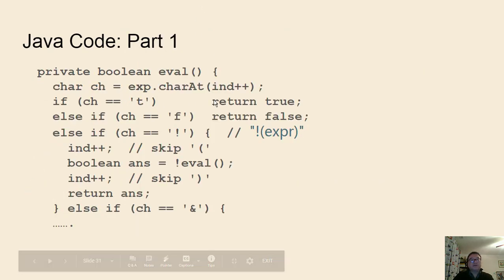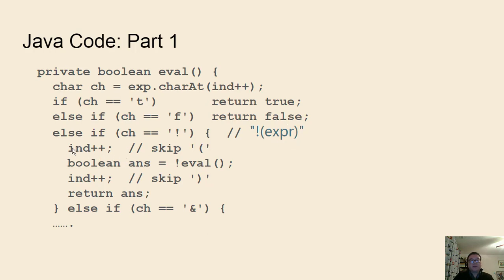If it's T, then we should just return true. That's the expression, so the expression is over. If we see F, we return false. And if we see an exclamation mark, remember this is the syntax, then we expect the next one will definitely be an open parenthesis. Following that will be an expression, and following that will be a close parenthesis.